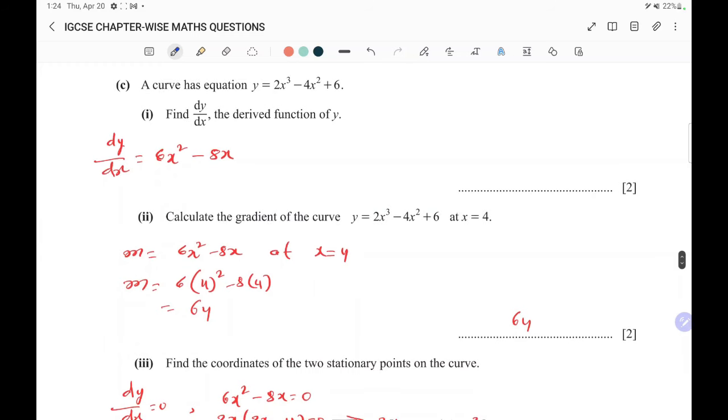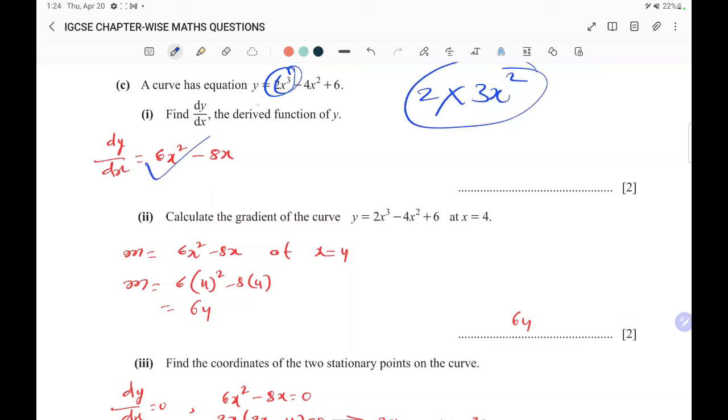Now part C. A curve has equation y = 2x cubed minus 4x squared plus 6. Just differentiate to get the derived function. 2x cubed: this is 2 and x cubed differentiates to 3x squared, so this is 6x squared. And 4x squared differentiates to 8x. Okay.